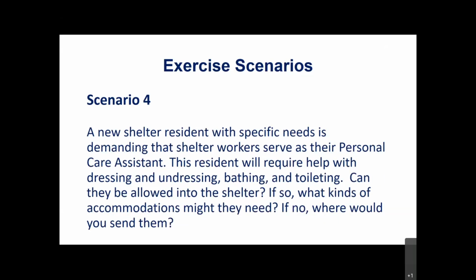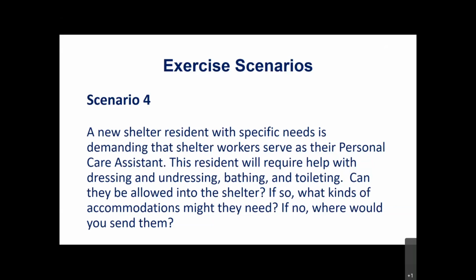So, oh, good. Someone said yes, they would be allowed into the shelter. So that is the correct answer. Absolutely. Another person posed an answer with a question mark. So I think they're saying request a personal care assistant, question mark. Absolutely, that is a service that could be requested. Someone else suggested maybe finding out if the person has a home health provider, and contacting that organization to see if they could come to the shelter.